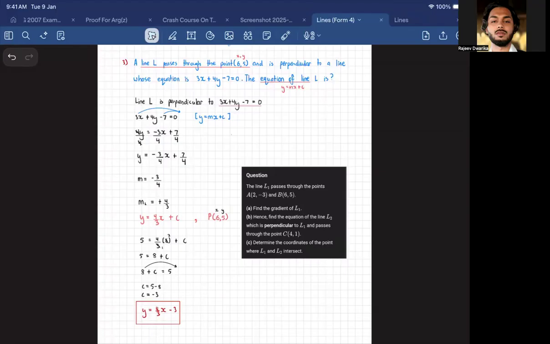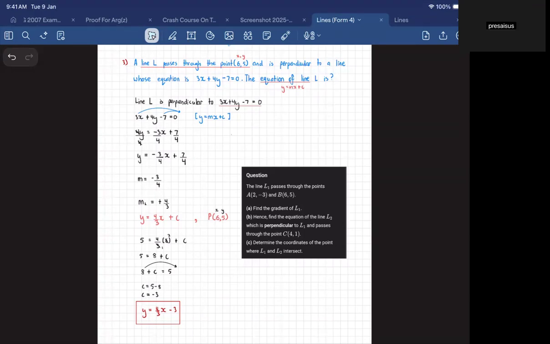Okay, Perseus, for the question that I'm giving you all to do right now, part A says find the gradient of L1. Do you know how to do that question? No, sir, I got lost. Okay. They're asking you to find the gradient. What's the formula for the gradient?